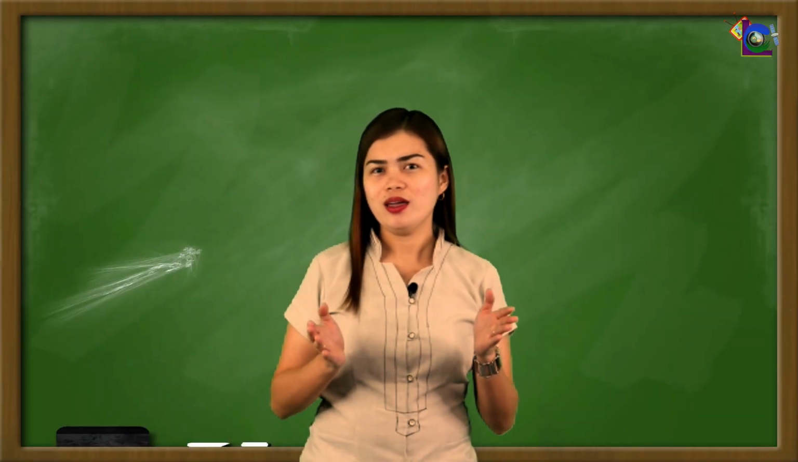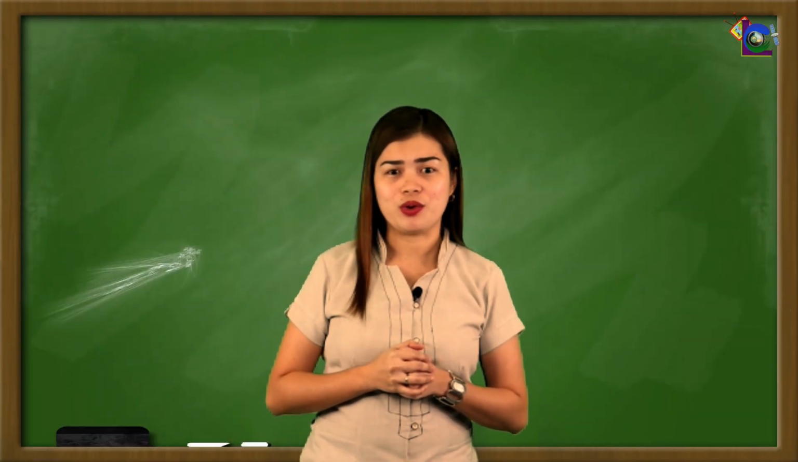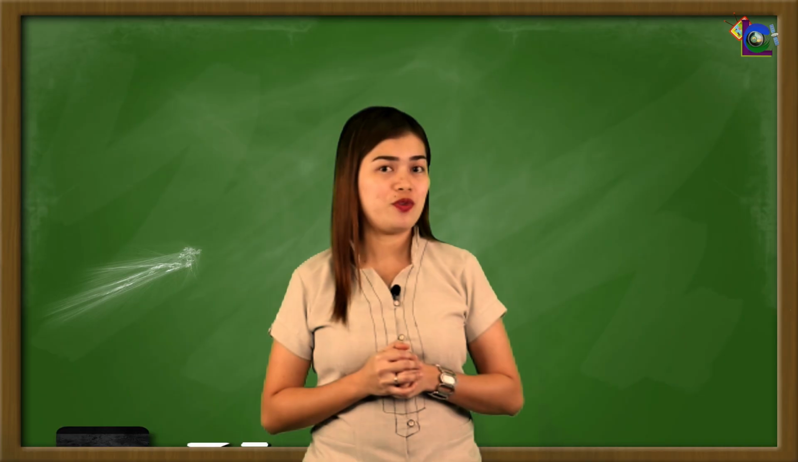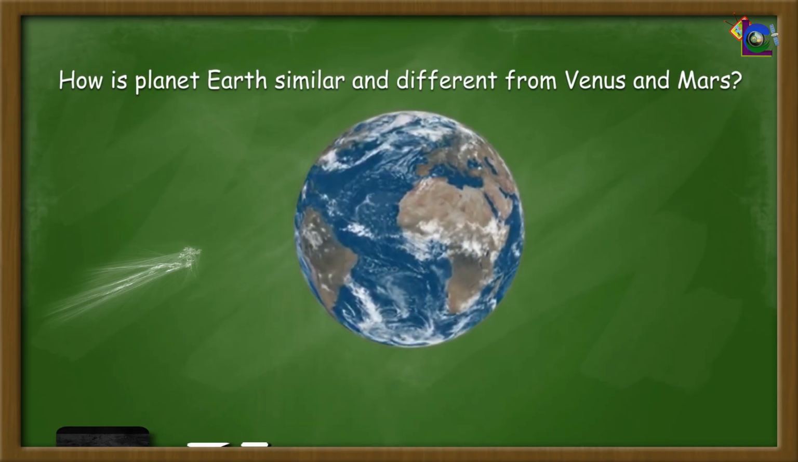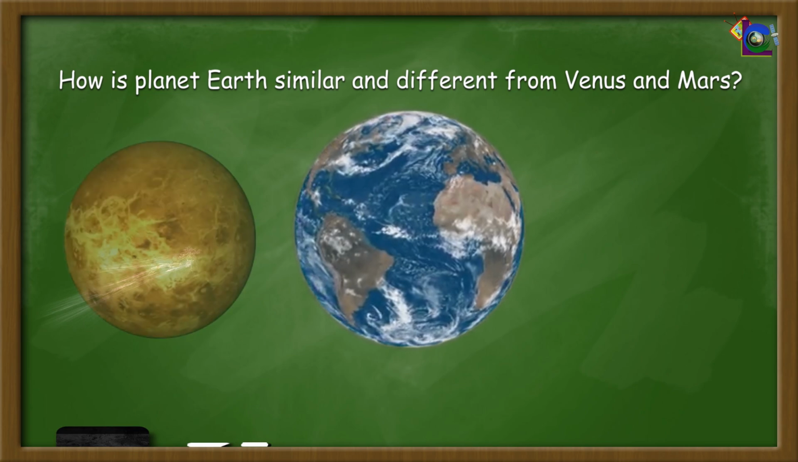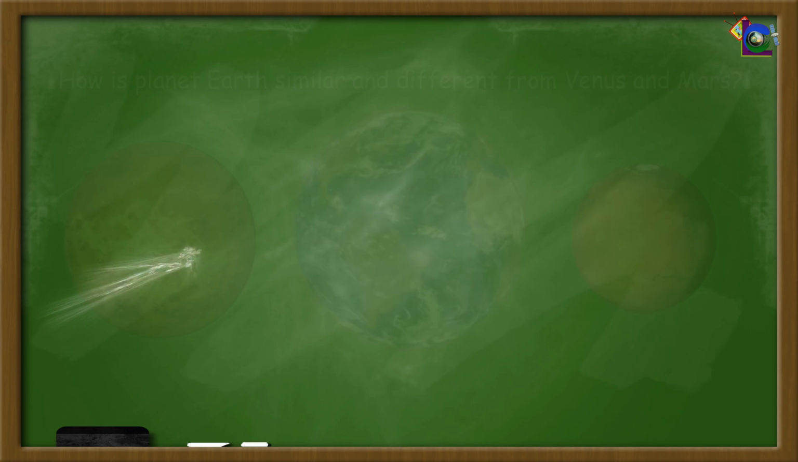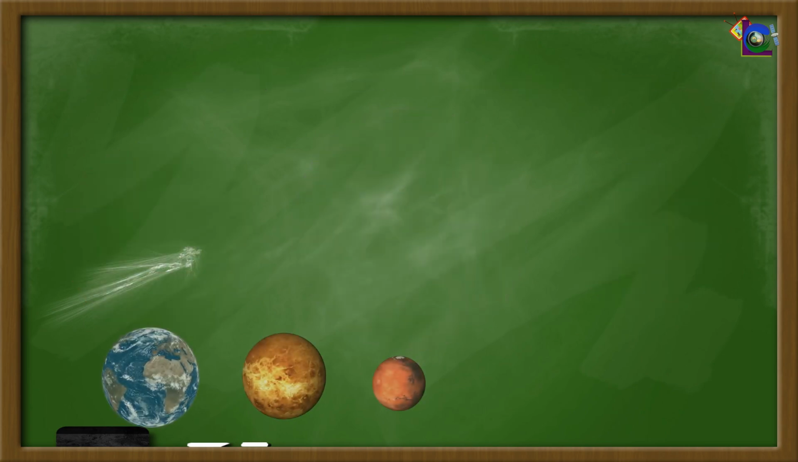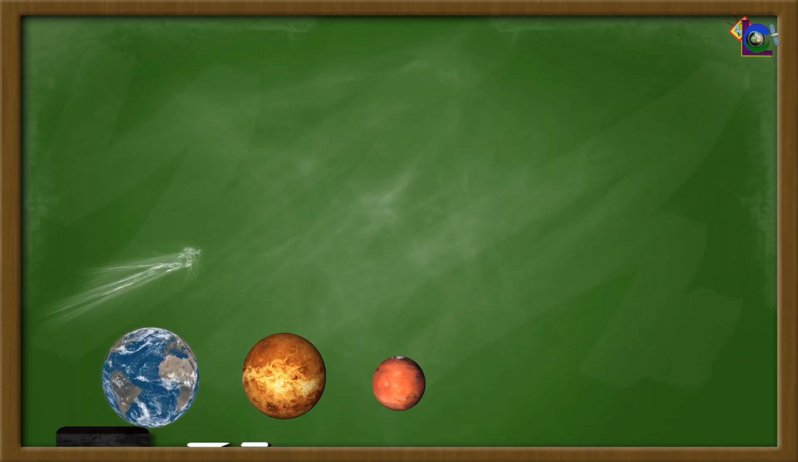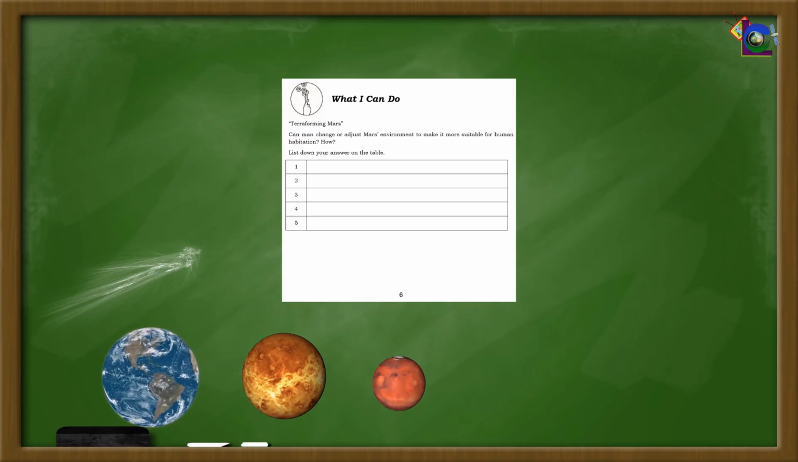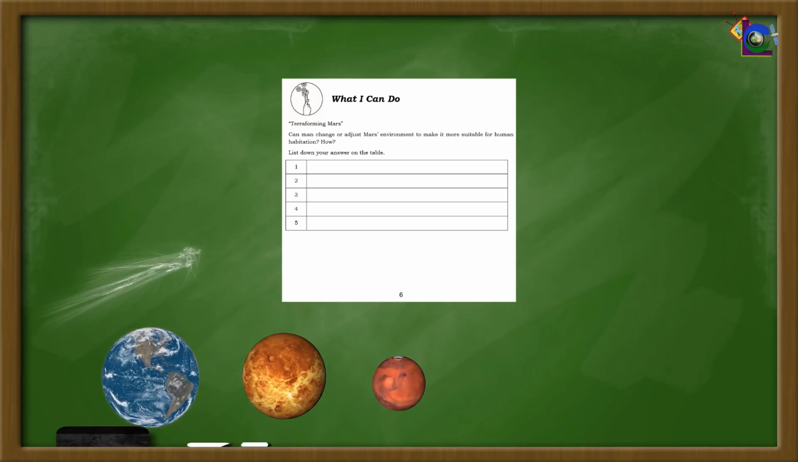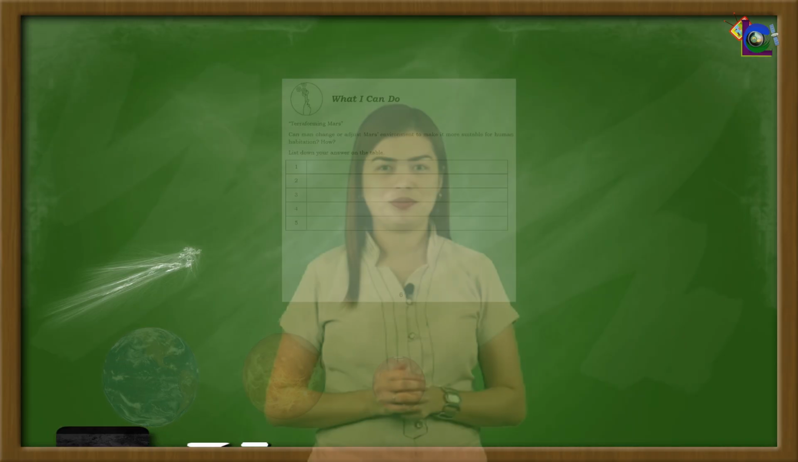Let us test your understanding of the planet Earth by comparing it with Venus and Mars. How is planet Earth similar and different from Venus and Mars? Provide possible explanations for your observations using the information on the table. You may use your notebook and it will be checked upon collecting it at the end of the week.